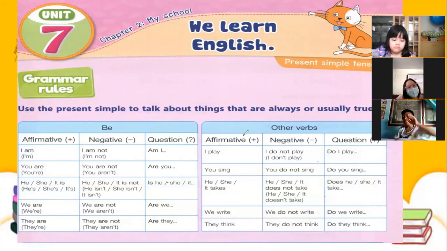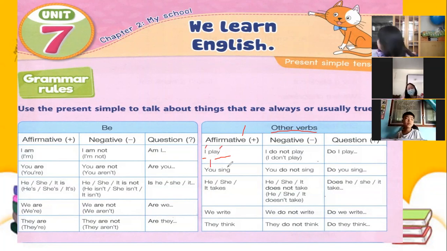All right. Okay, so here in the present simple tense with other verbs, okay, affirmative, positive sense, those we using subject and the verb. So I is a subject who is doing, the doer. Play is the verb, the action. Okay, similar, you subject, and sing is the action, the verb. He, either she, they are subject. Okay, and it also, it's a subject. So takes, it's a verb, right?